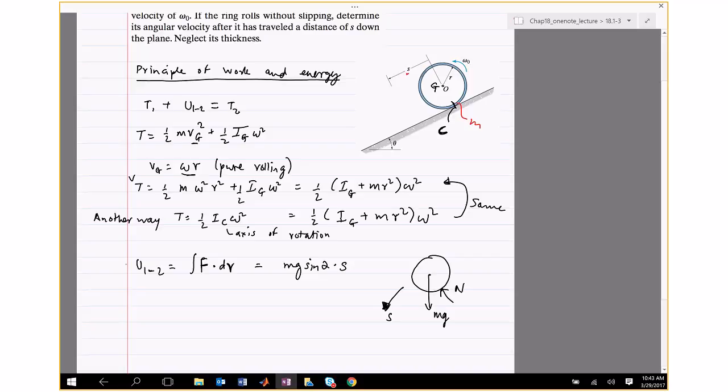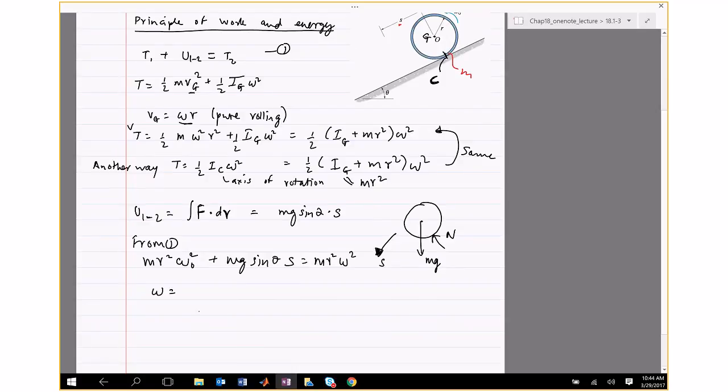So having got that, all I need to do now is sub in the value of IG. IG is MR square. That's the inertia for a ring. So from 1, I have half MR square plus MR square is 2MR square. So this is going to be MR square omega 0 square. Initial energy is that, plus work done by mg sine theta is equal to MR square omega square. So this is the final angular speed. So all I need to do is solve for omega 0 square plus g s sine theta divided by r square.